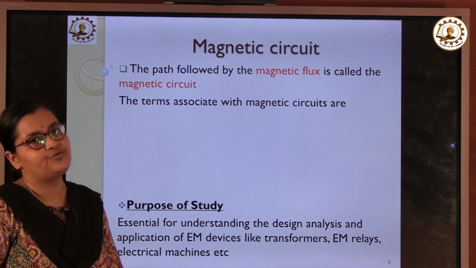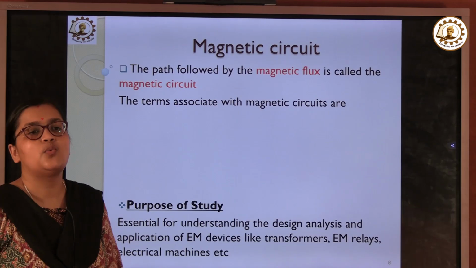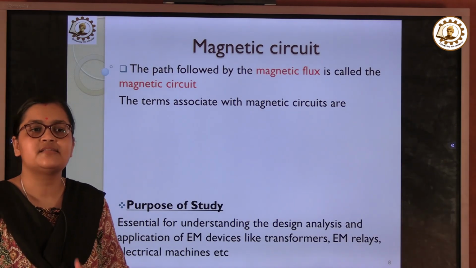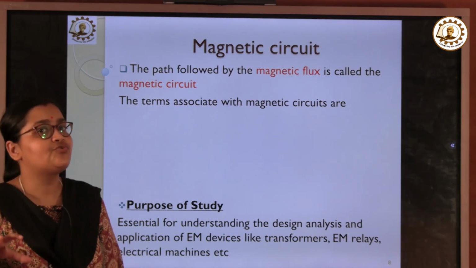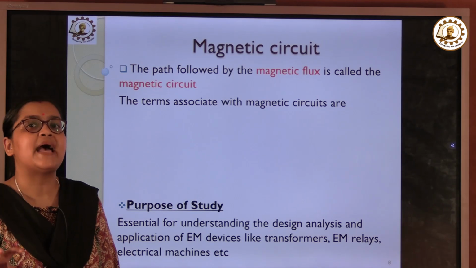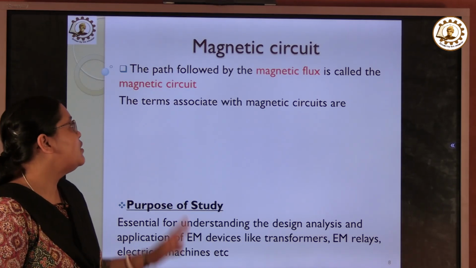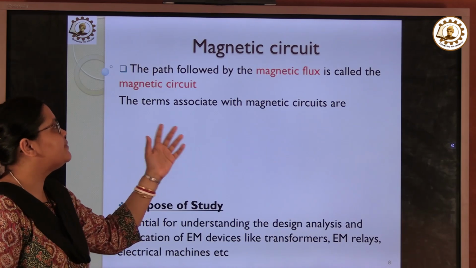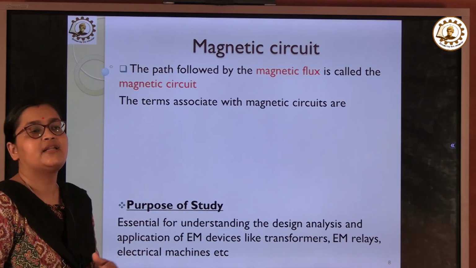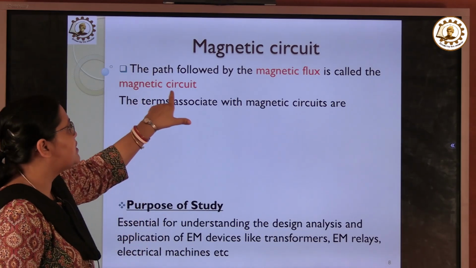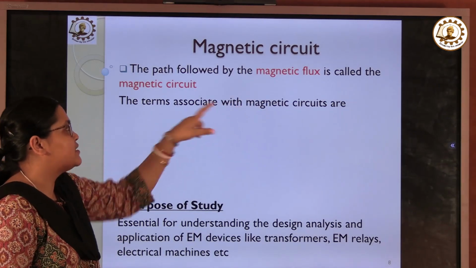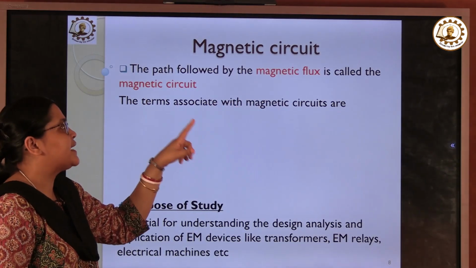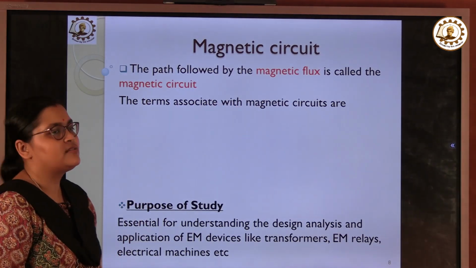Now moving on to magnetic circuits. So what are magnetic fields, what are magnets? It's already said. But our thrust will be in understanding magnetic circuits. There are certain terms which need to be explained here. The path followed by the magnetic flux is known as the magnetic circuit.